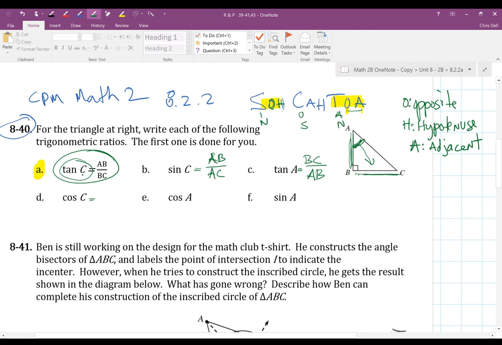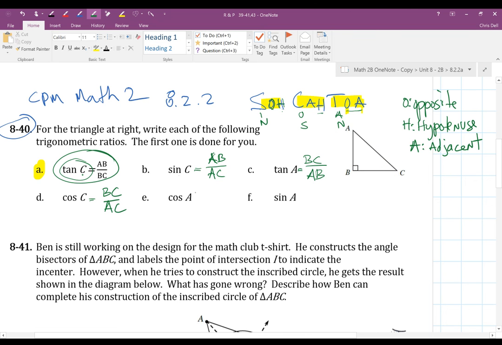Cosine of C. There's my angle C. Cosine is adjacent over hypotenuse. Adjacent is this side length, because it creates this angle but is not the hypotenuse, so it's BC. It's equal to BC over the hypotenuse, which is AC.